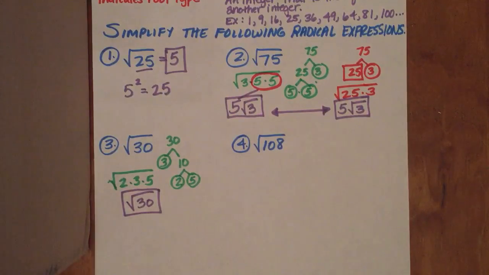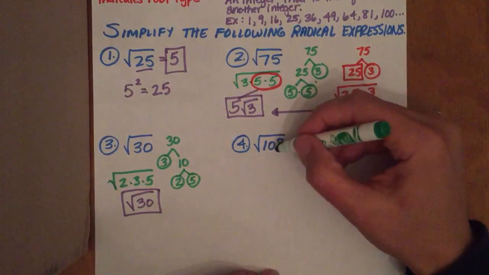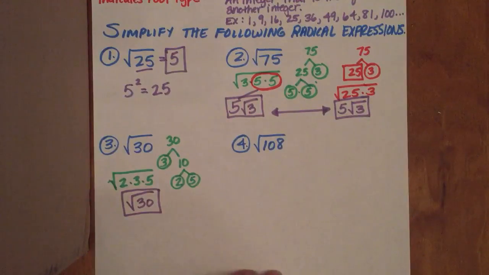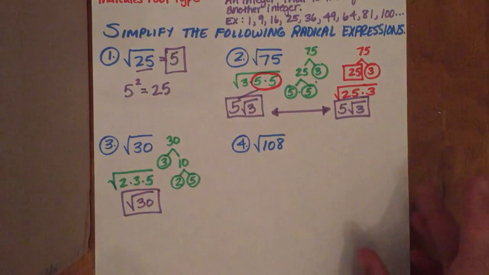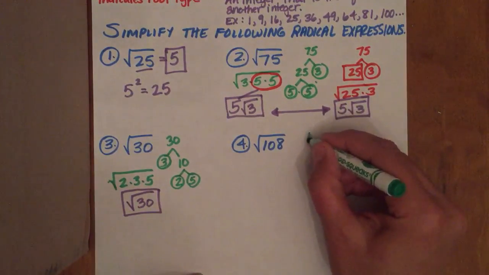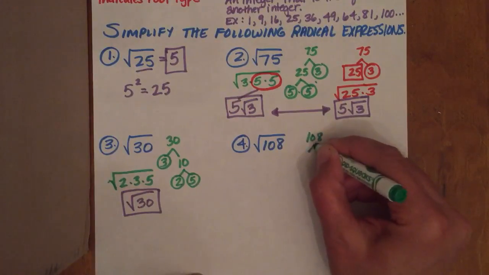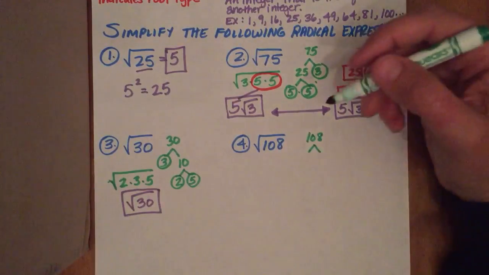All right, so I'm going to do one more example. And that's going to be the square root of 108. And the square root of 108, a little bit bigger number. So we're going to have a little bit bigger factor tree. Now I will tell you a little trick.